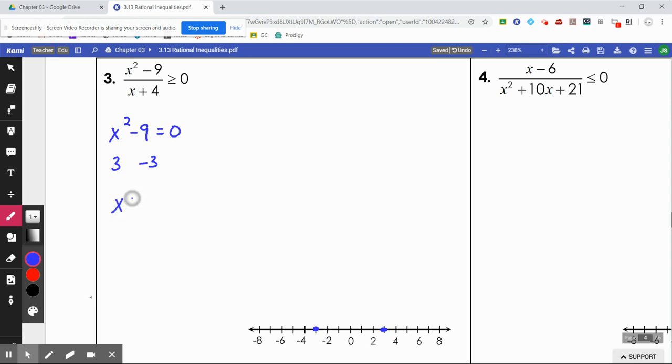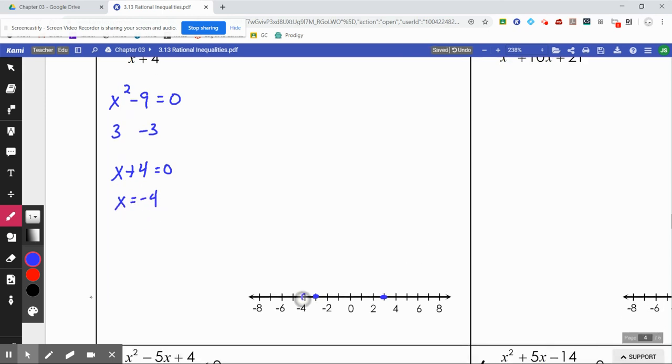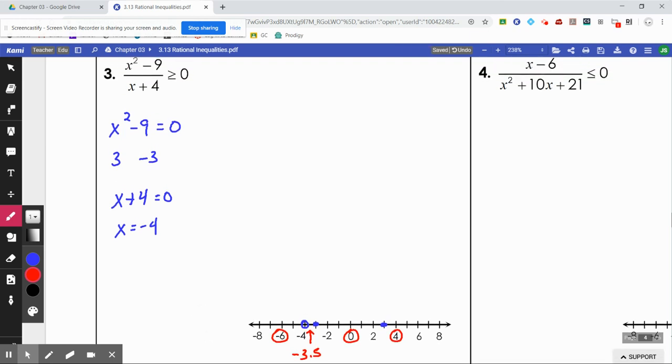Then you set the bottom equal to 0. That's all your holes and asymptote lines. You have an asymptote line here at -4. Those get open circles. You cannot include an asymptote line. You then select values from each region. We'll do -6. Here we're going to have to do -3.5. We can do a 0 very easy and maybe a 4. So let's test those out and see which ones work.